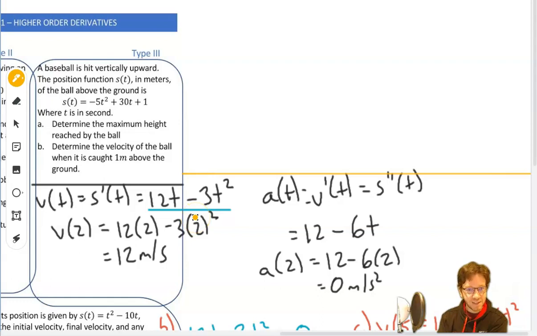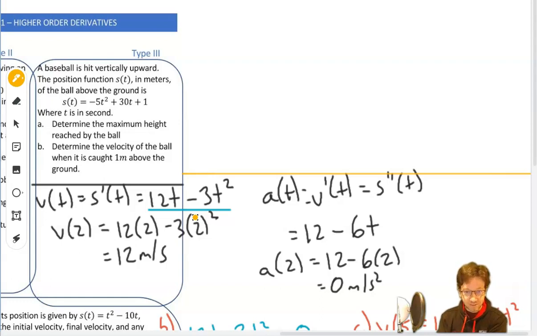Alright, so the last example says a baseball is hit vertically upwards. The position function, s of t, in meters of a ball above the ground is minus 5t squared plus 30t plus 1, where t is in seconds. First, determine the maximum height reached by the ball. So how do I do that?